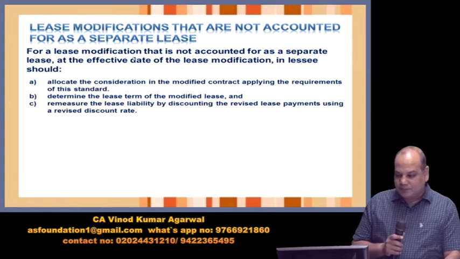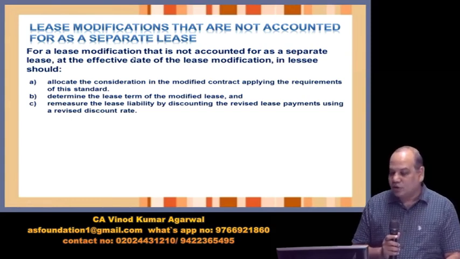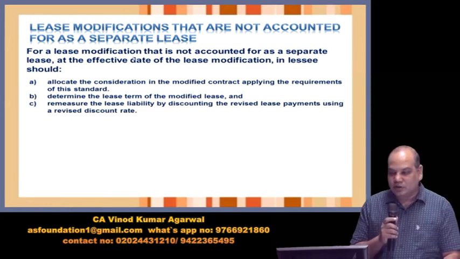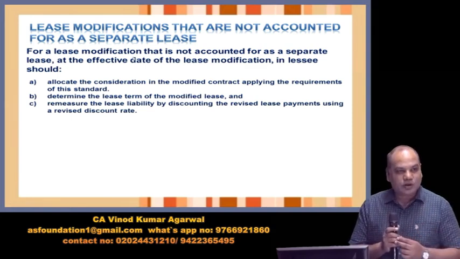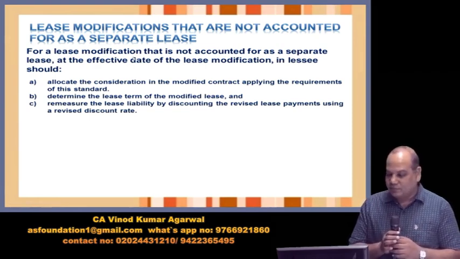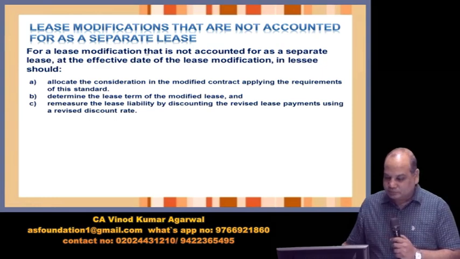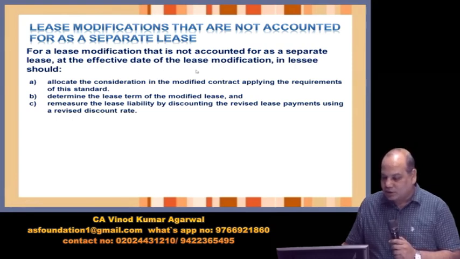So next paragraph. For a lease modification that is not accounted for as a separate lease. So first you check whether those two conditions are satisfied or not. If one or both are not satisfied, then you come to this paragraph. For a lease modification that is not accounted for as a separate lease, at the effective date of lease modification, lessee should allocate the consideration in the modified contract applying the requirement of this standard.